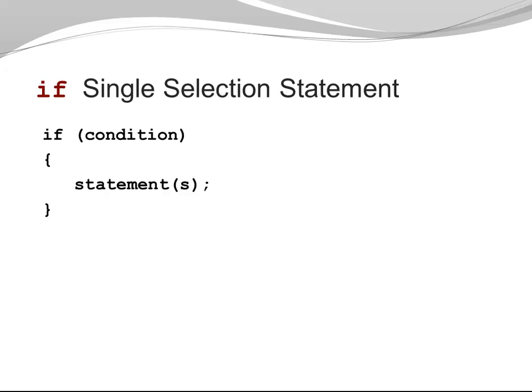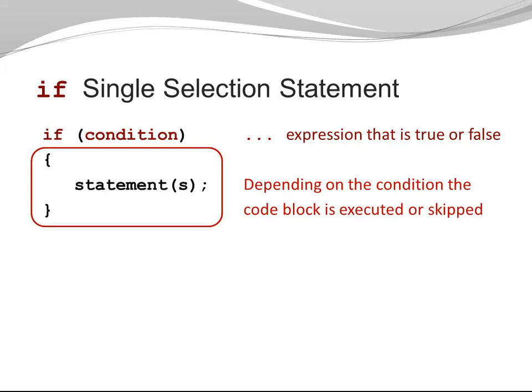It's sometimes also called the if single-selection statement. It always starts with the keyword if followed by a condition. The condition is something that is either true or false. And then it has a code block. Could also be a single code statement, and this code is executed if and only if the condition is true.